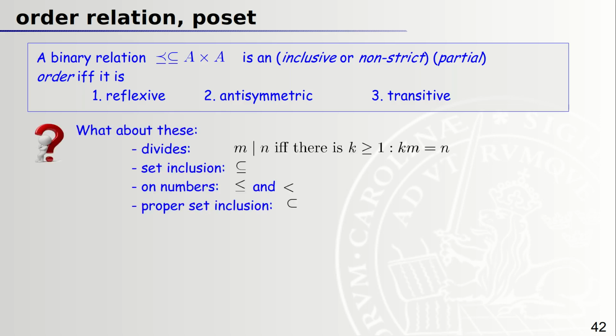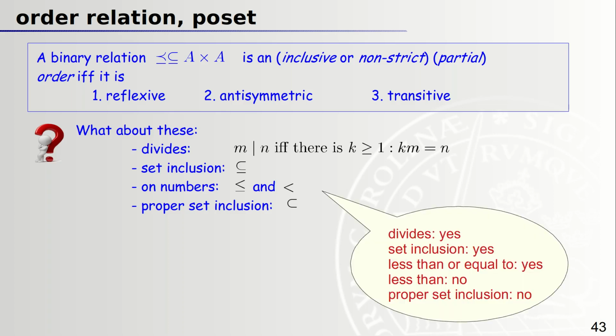Are these relations non-strict partial orders in the above sense? Check against the properties in the definition. And these are the answers. Check them by checking whether they have the properties required in the definition, or find counterexamples when they don't.